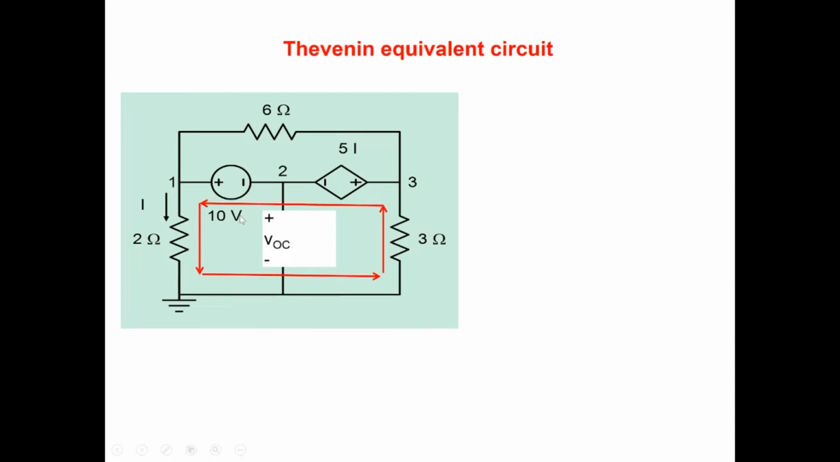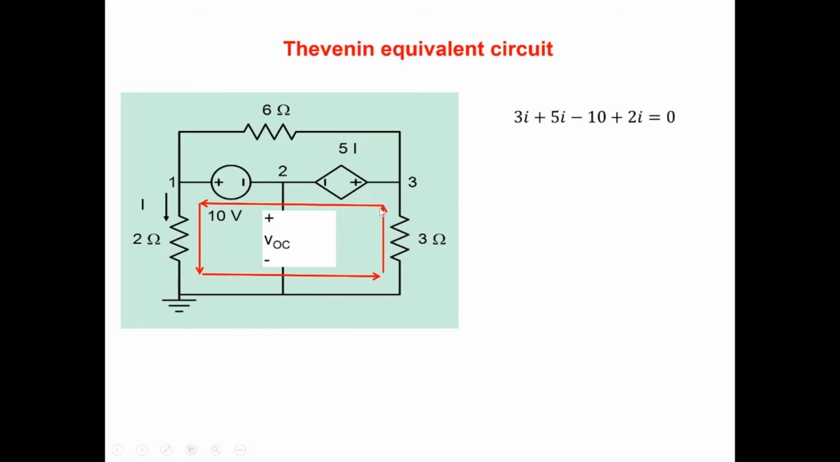And we can take a loop like this here. We can apply a mesh method. The moment you open it up, this whole thing becomes a mesh, and you can apply a KVL around this one. Note that the current in this one is basically I. We can assume that the current circulating here in the anti-clockwise direction, let's say, is I. So you can start from here.